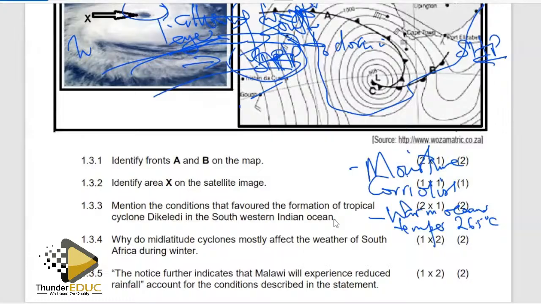Right. Number 136, it says, according to the information from DCCMS, the storm is expected to land over northern Madagascar on Sunday.